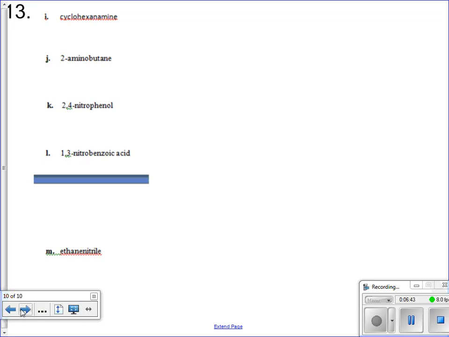All right, we've done aldehydes, ketones, alcohols, carboxylic acids. So let's skip down to I, cyclohexanamine. So that prefix cyclo tells me it's a shape. Hex tells me that that shape's going to have 6 sides or 6 points. AN tells me that that shape's going to have all single bonds.